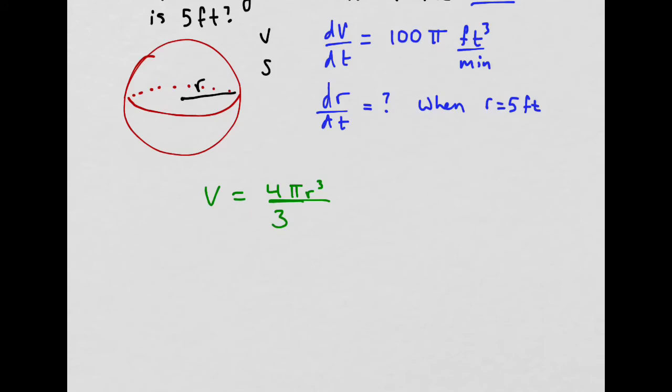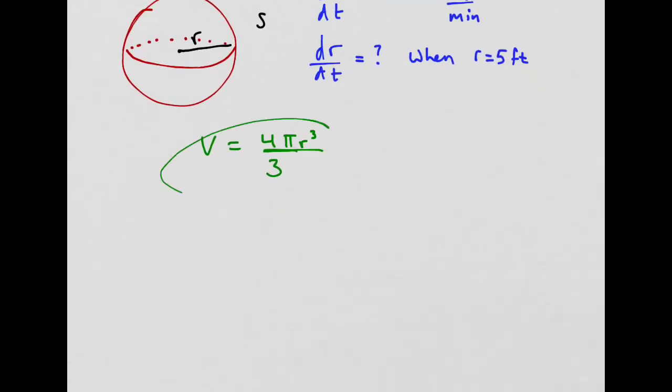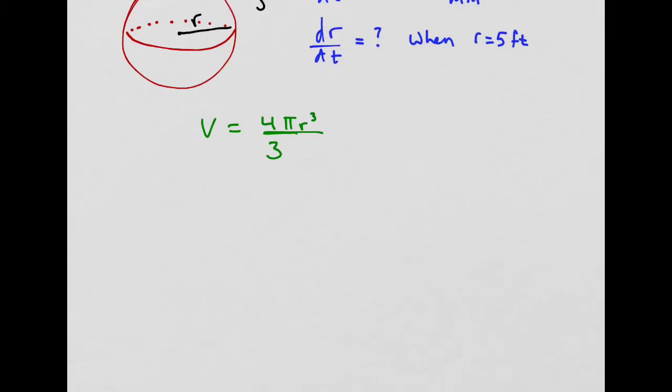And then the next thing to do is to take the derivative of this. Now we're going to take the derivative with respect to time because everything is changing with respect to time. The volume is changing with respect to time and the radius is changing with respect to time. That means, given a certain time, you get a different volume, or given a certain time, you get a different radius. So that's what we're going to do. We're going to take the derivative with respect to time and see what we get.